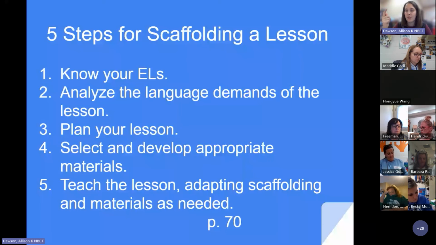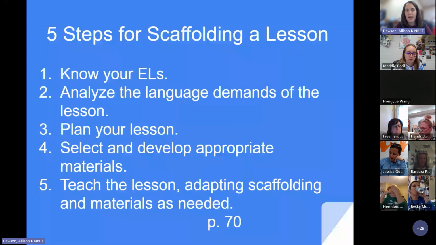What are they going to have to speak? If they're doing any group work, what are they going to have to write? So think about all of the ways that they're going to use language in your lesson, and then select and develop appropriate materials, which again, we've talked about. That's the hard part, right? The part that you need some time to actually work on. Teach the lesson and then adapt scaffolds and materials as needed for your different students.